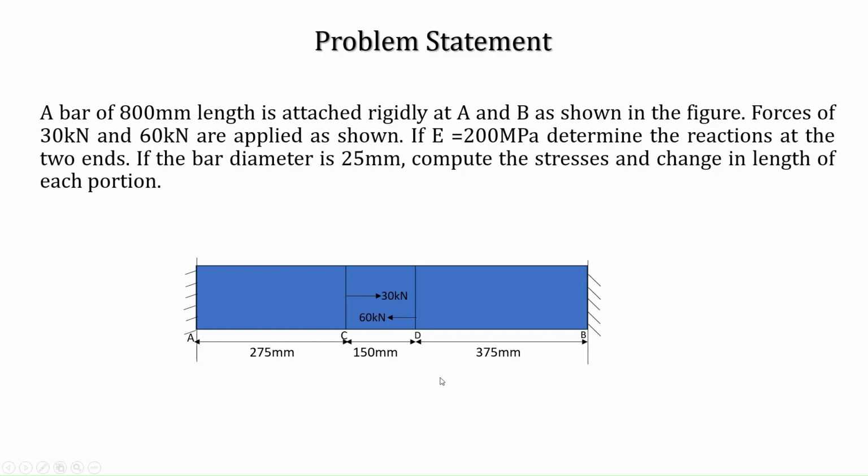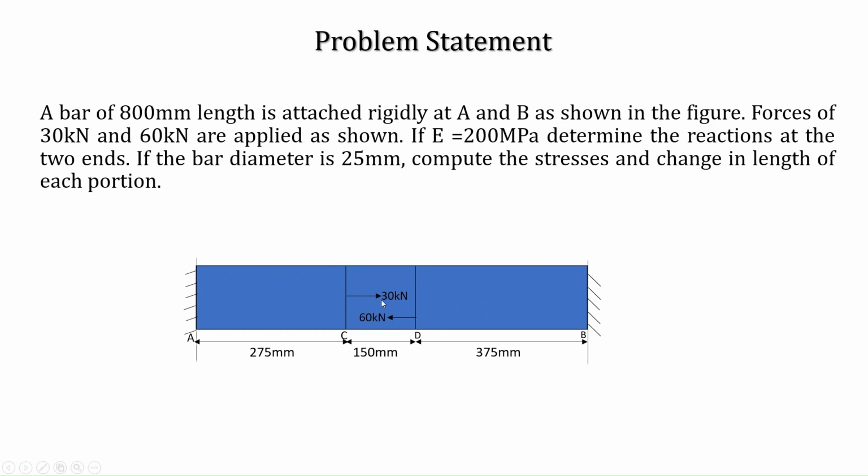So we have a bar of uniform cross-sectional area, that is, throughout the length of the bar of 800, the diameter remains 25 itself. And it has the same material also. That is why the Young's modulus is also the same. So with this data, we need to compute the deformations in each section of the bar when it is subjected to the varying loads.